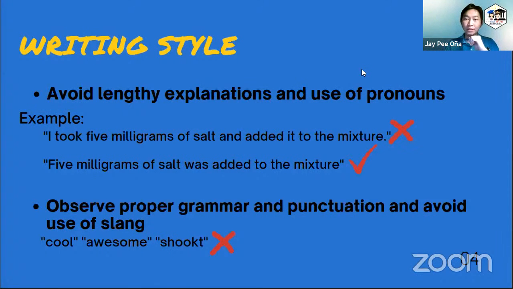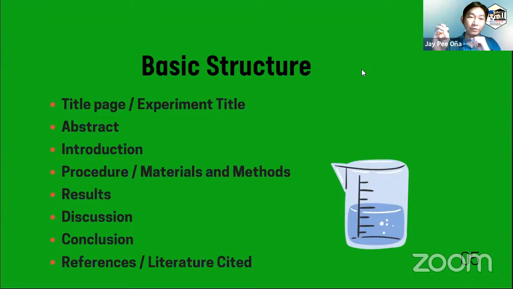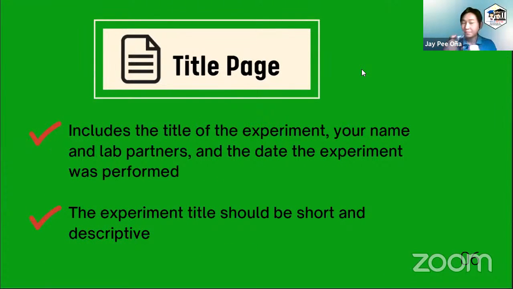Okay. So the basic structure of a laboratory report varies from teacher to teacher. Actually, it depends on the teacher, but the basic structure would include a title page, abstract, introduction, procedure, results and discussion, conclusion, and if applicable, the literature cited or the references. Okay, and we will discuss this in lightning fashion.